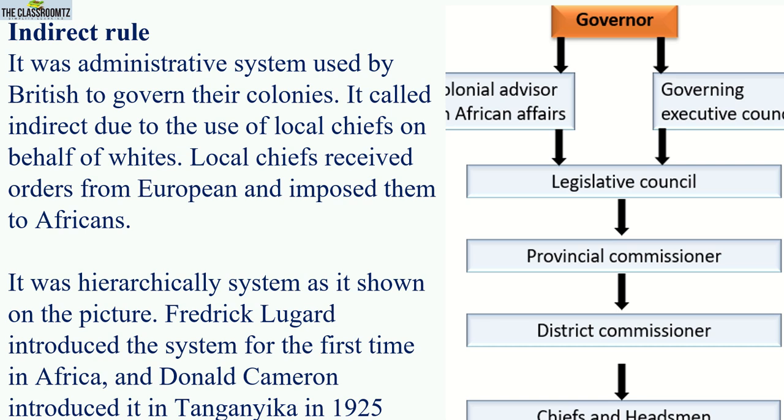On the right side here, we are seeing the structure of the indirect rule system, which starts with the governor. Left and right, we have the colonial advisory on African affairs and the Government Executive Council. From there it's the Legislative Council, Provincial Commissioner, District Commissioner, and Chiefs and Headmen. This is a simple illustration, a simple introduction of indirect rule. Key terms: who applied it, the British; where, in the colonies; and who was the first to introduce it, Lugard, and Donald Cameron in Tanganyika.